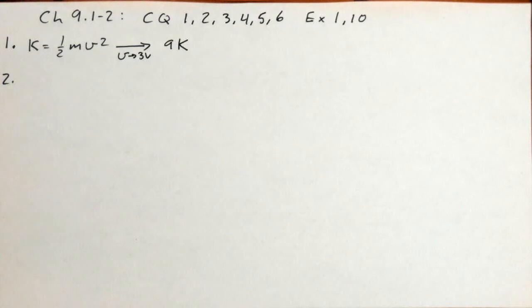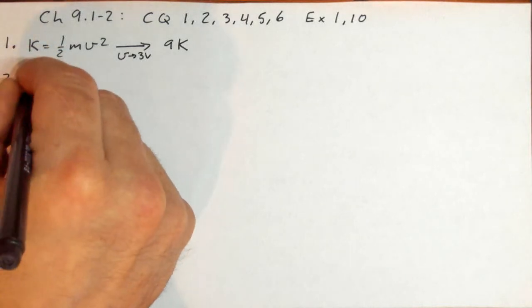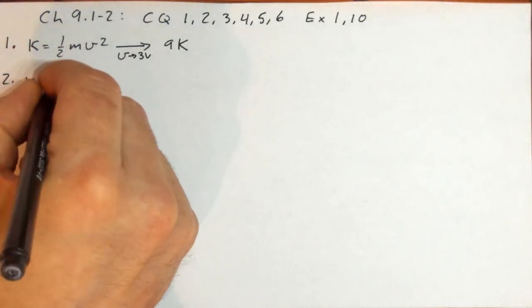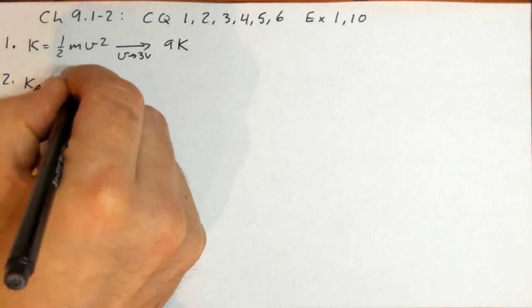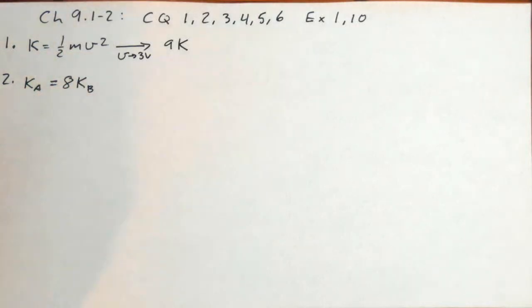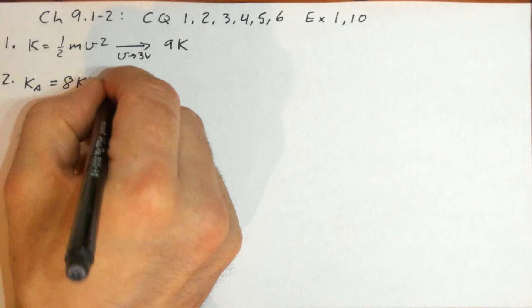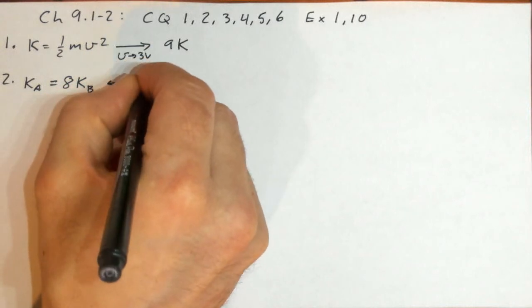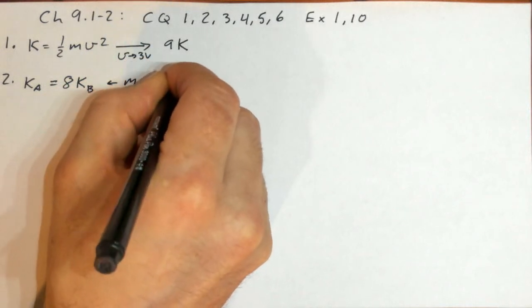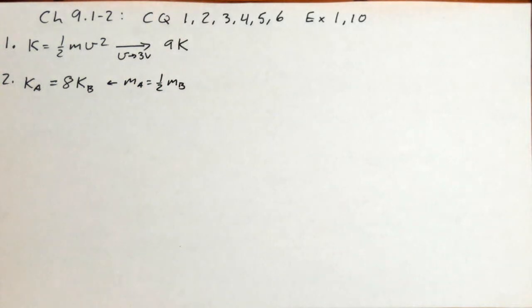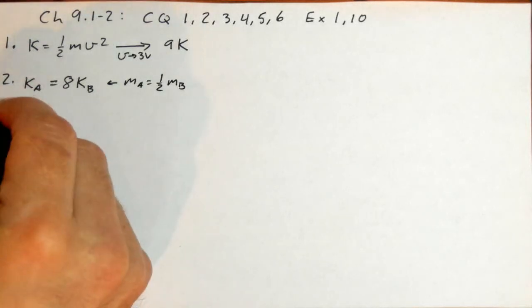Okay, this one is similar to the first one. It's also applying the proportionality of kinetic energy. So in one case, we have K_A, particle A, is 8 times the kinetic energy of particle B. And we have the mass of A is half the mass of B. So what is the velocity of A relative to the velocity of B?